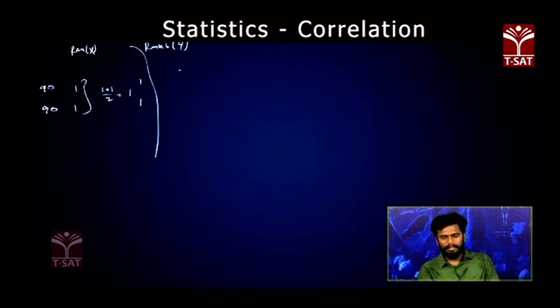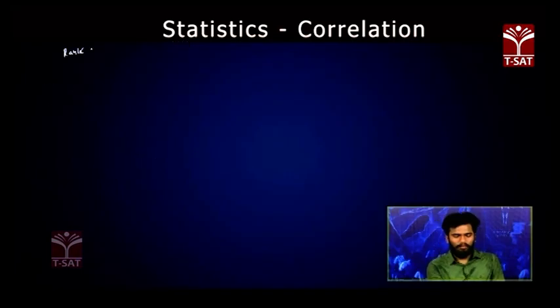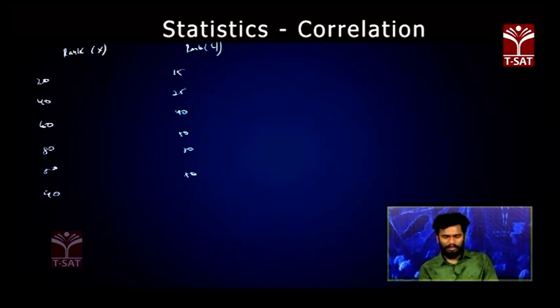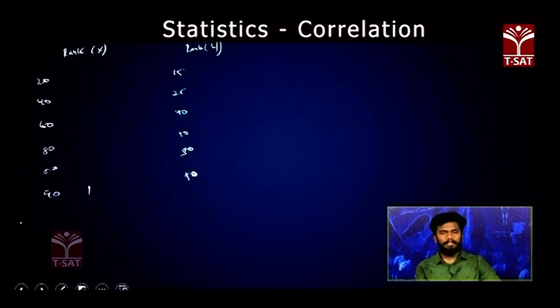But in case, let us say that 8 is repeating 3 times and the rank is 3. So when you take the ranks of x and the ranks of y, let us consider a few data sets here: 20, 40, 60, 80, 80 and 90. So these are the values. For y we have 15, 25, 40, 50, 50 and 50. Rank the values. So the highest value is 90, we will rank 1. Let us consider these are the marks. So the highest mark will get the first rank. Like that we will rank.